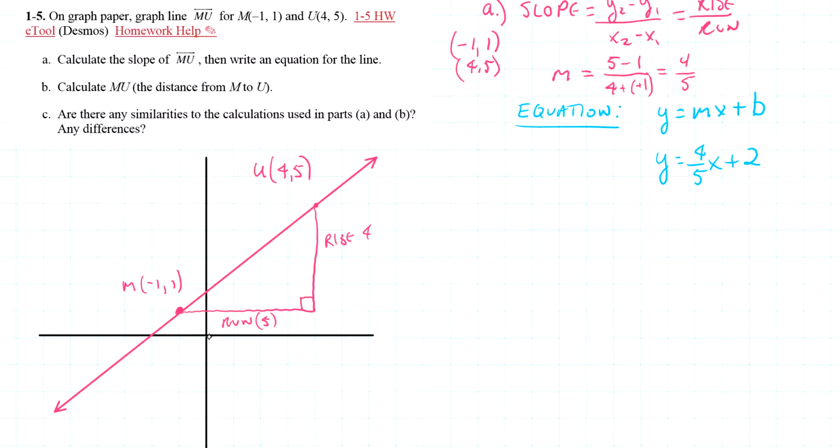Now, my graph is off a little bit. I don't know if you could see it. So it's actually crossing at this point. I know it's not in my graph, but because my graph wasn't right on the graph paper, it's not accurate. But this ends up being my equation.